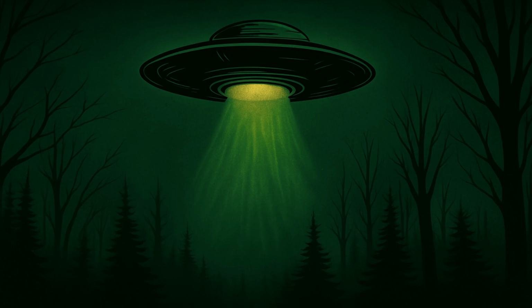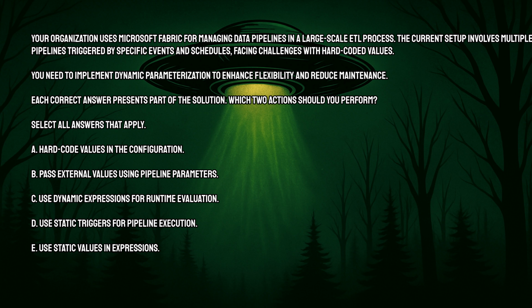I have a question. Your organization uses Microsoft Fabric for managing data pipelines in a large-scale ETL process. The current setup involves multiple pipelines triggered by specific events and schedules, facing challenges with hard-coded values. You need to implement dynamic parameterization to enhance flexibility and reduce maintenance. Each correct answer presents part of the solution. Which 2 actions should you perform? Select all answers that apply.